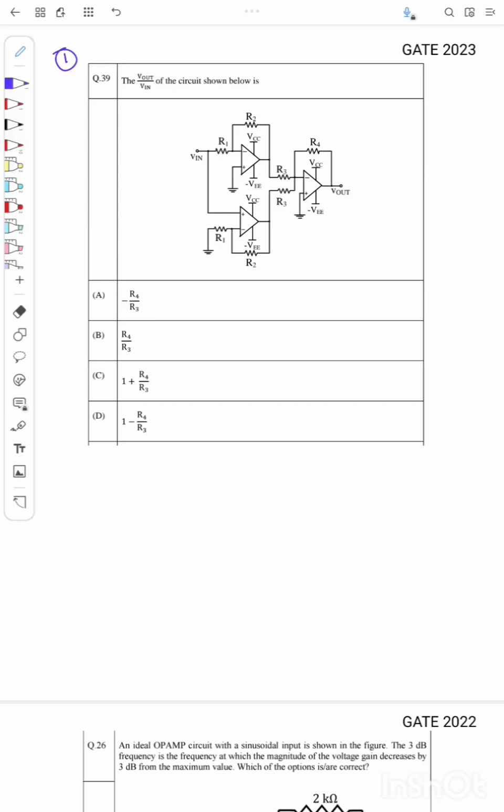Here's a question. The V out by V in of the circuit shown below is. So a circuit is shown here and we need to find the V naught by V in. So let us analyze the circuit. We have three amplifier sections.